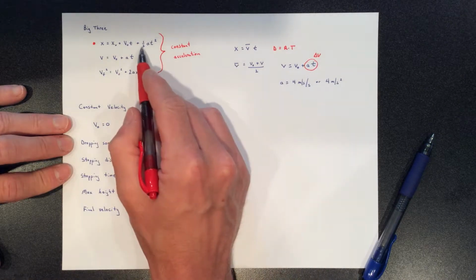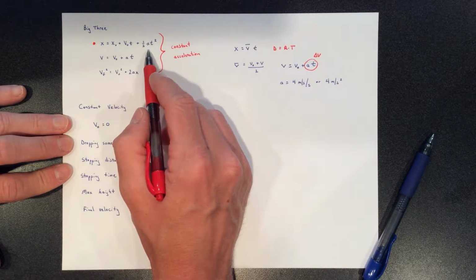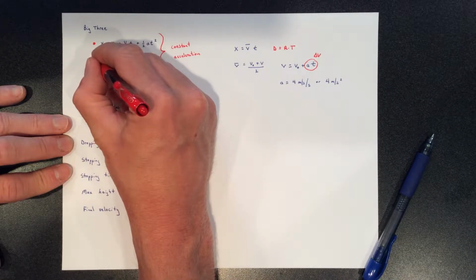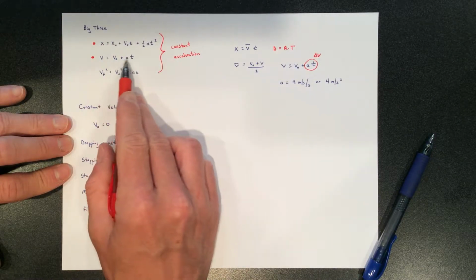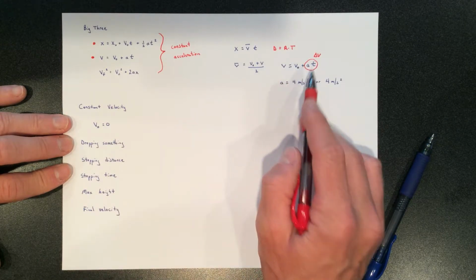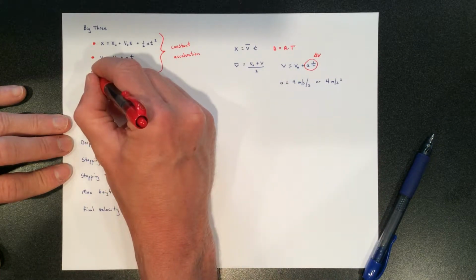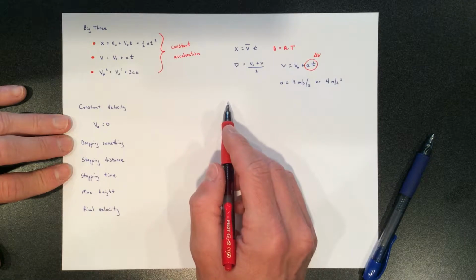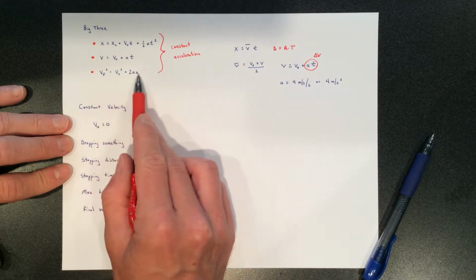And again, that's where this 1/2 at squared comes into play. This already is standard linear growth, right? V equals V naught plus at. It's the same thing we used over here. And then the last of the big three is the simple substitution. If you look at this, this is the no time equation.